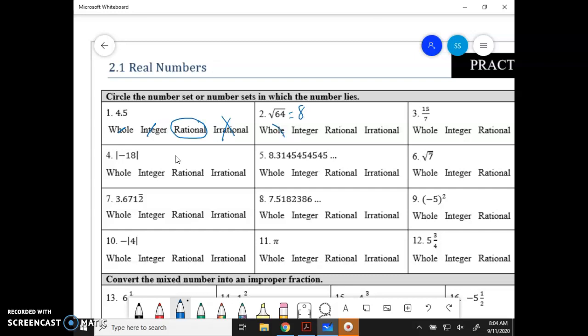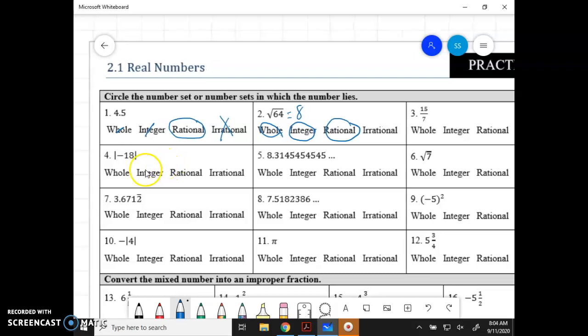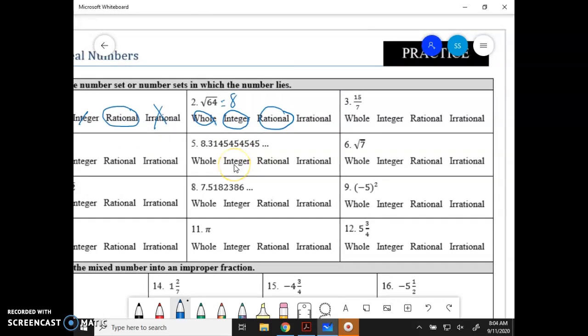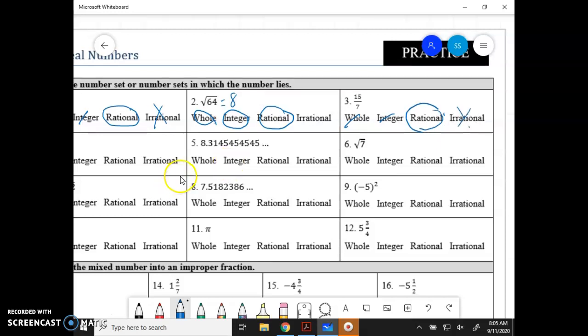Number 8. So 8 is a whole number. Whole numbers are integers also, and it is rational. All right. 15 sevenths. So you might have to check that to see if it reduces down or simplifies into a whole number, but it does not. 14 over 7 would simplify to 2, but 15 over 7 is just an improper fraction. So it's not a whole number, it's not an integer, but it is a fraction, right? So that's one of our ways to determine if it's rational or irrational. So that is rational and not irrational.